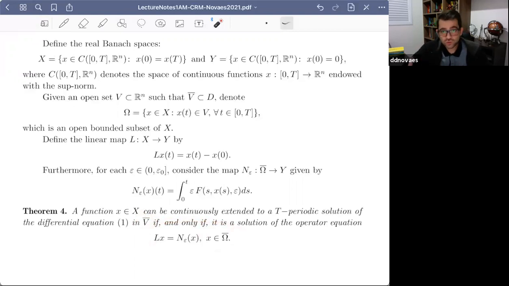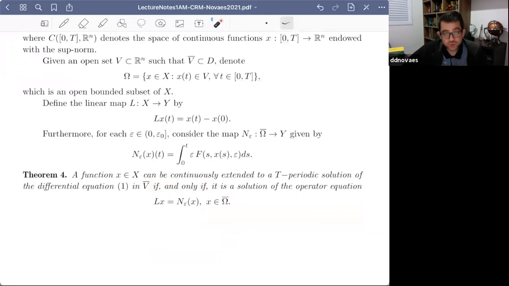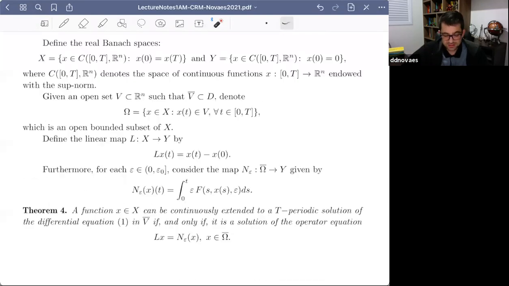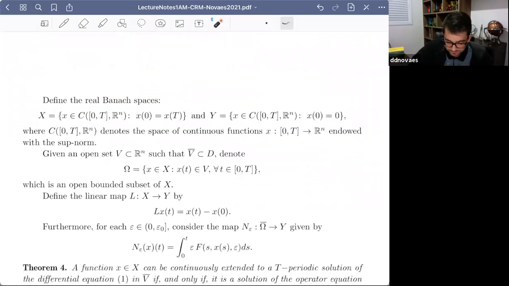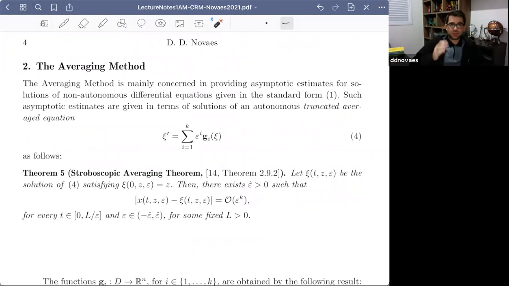Okay, then we can use tools from functional analysis, for instance, in order to study this operator equation and try to find solutions of this operator equation. It's going to appear in the next class, but it's nice to have these two distinct approaches for investigating periodic solutions in mind. Okay, so now let's start talking about the averaging method.